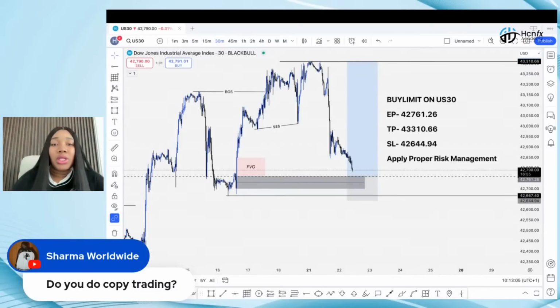Do you do copy trading? I guess you can be able to copy my trades once you are in my VIP group. So I literally trade with everyone there. But if it's copy trading, copying from my own account, so that once I place a trade it is placed in your own account, I guess that will start soon. But for now, it's not available.